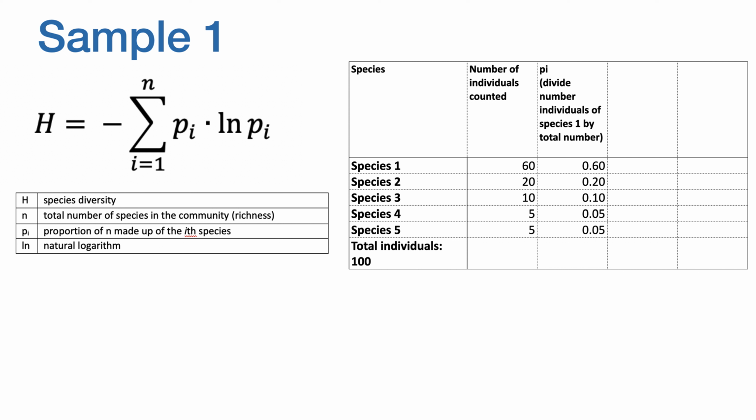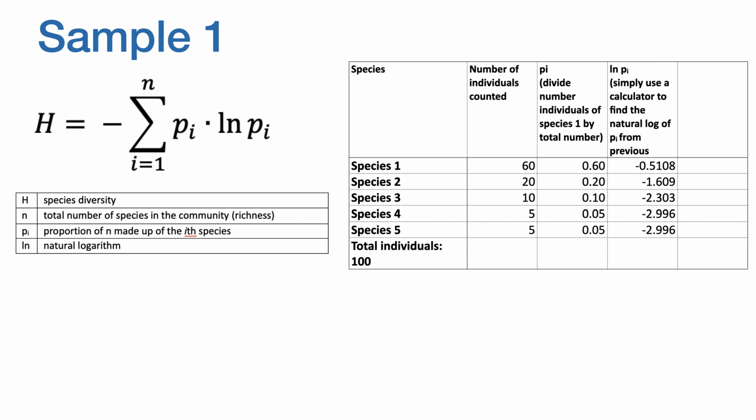Okay, so for species 1, we counted 60 and there were 100 total, so we just take 60 divided by 100 and that gives us 0.6. All right, we do the same for the rest and we get these numbers. Next, we're going to take the natural log of that number.